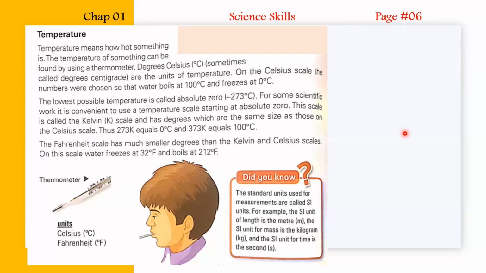Now, what is absolute zero temperature? The absolute zero temperature is the lowest possible temperature. The calculated value is minus 273, the lowest possible temperature. Why is it called absolute zero? Because at that temperature, the movement of the particles of the material will stop. How can we find the temperature? We use a device called a thermometer. A thermometer is used for measuring temperature.